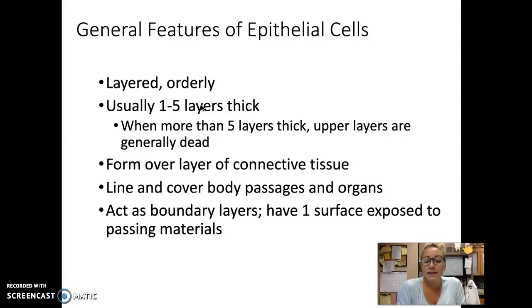They form over a layer of connective tissue, like the fat underneath. They line and cover body passages and organs. So all of your digestive organs are lined with this. They act as a boundary. They have one surface exposed to the passing materials. That's called the apical layer. So one side that stuff goes over.